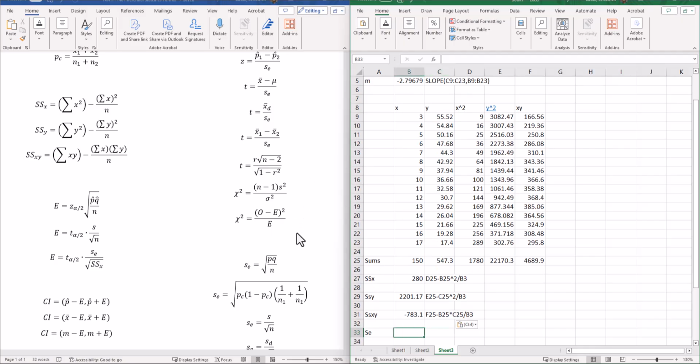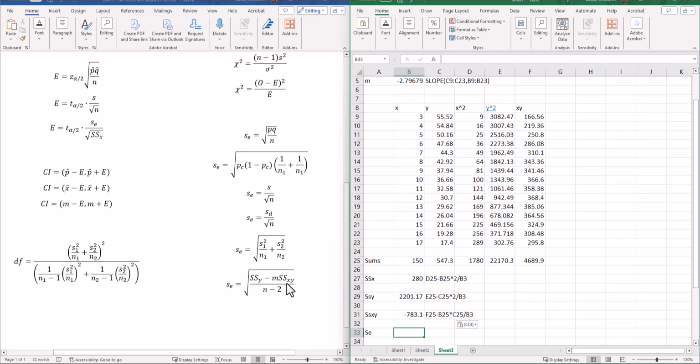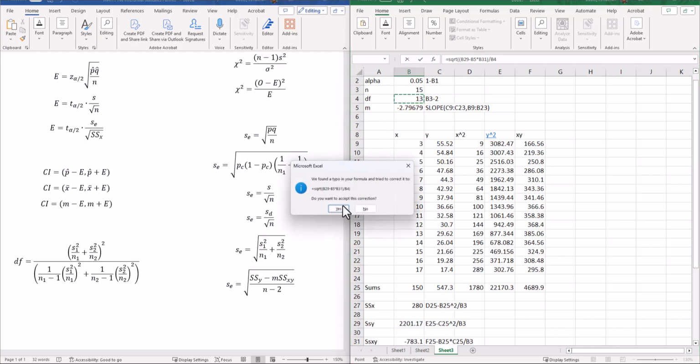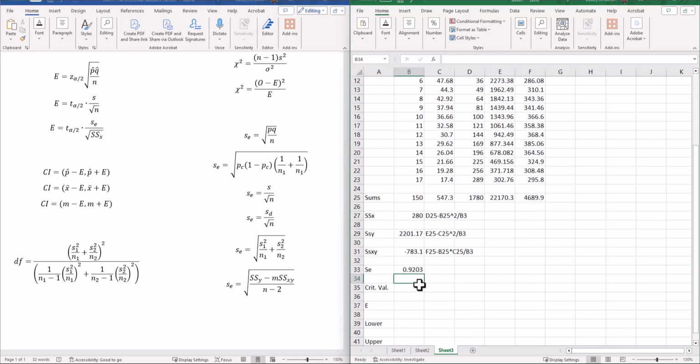Now, to figure out our standard error, that's down here, it's going to be the square root of, and I need some grouping symbols for the top. I've got this SSY minus M times SSXY, and all of that gets divided by n minus 2, which is the same as our degrees of freedom, so I'm going to just snag that.